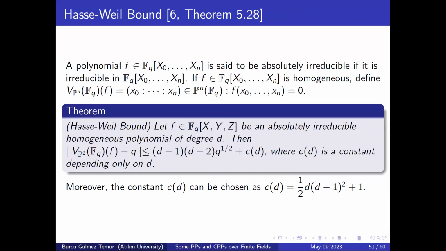We use the one given in the book of Hou, which is Lectures on Finite Fields. It says, first of all, a polynomial is absolutely irreducible if it is irreducible in the algebraic closure of FQ of x0 up to xn. And if it's homogeneous, then we define V_p to the power n. Using this, you can write the Hasse-Weil bound in this form. If you have an absolutely irreducible homogeneous polynomial of degree d over x, y, z, then the number of FQ rational points of f minus q is less than or equal to this number. Here C_d is a constant depending only on d, and moreover, it can be chosen as 1 over 2 times d minus 1 squared plus 1.